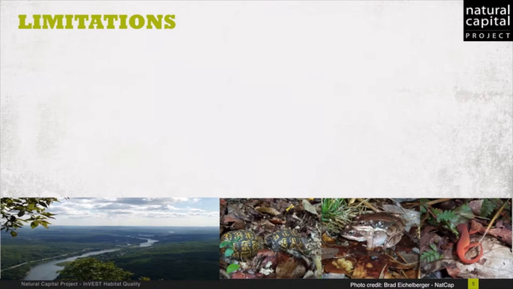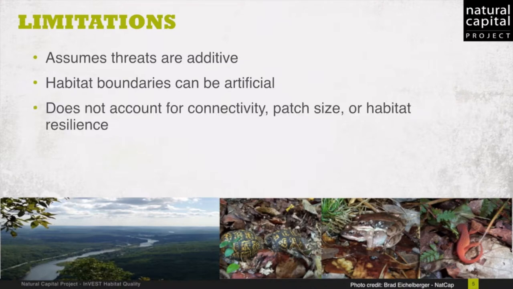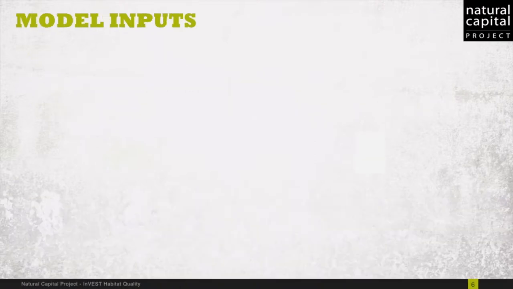As with any model, there are a few limitations and caveats we need to consider before running the InVEST habitat quality model. The structure of the model assumes threats are additive, whereas in reality, some interactions may be multiplicative. The habitat boundaries are user-defined, and care should be taken to ensure that the habitat boundaries incorporate all the areas of interest for the species. And lastly, the model does not account for connectivity, patch size, or habitat resilience directly. However, these factors should be accounted for by adjusting the habitat quality and sensitivity scores, which we'll talk about in 1 second.